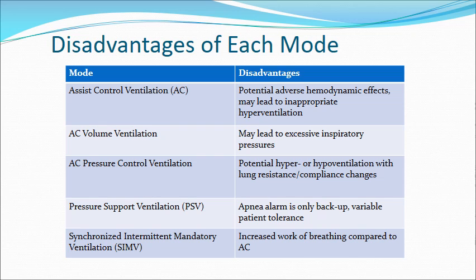So pressure support ventilation, it only has apnea alarm as a backup. And again, that's for when the patient basically has recovered and has very little need for a ventilator. It's not machine dependent. And the synchronized intermittent mandatory ventilation has increased work of breathing compared to AC, and that, of course, is what it's designed for, is for improving the condition of intercostal muscles and a return to normal breathing. But of course, that requires more work on the part of the patient. Assuming the patient is ready.